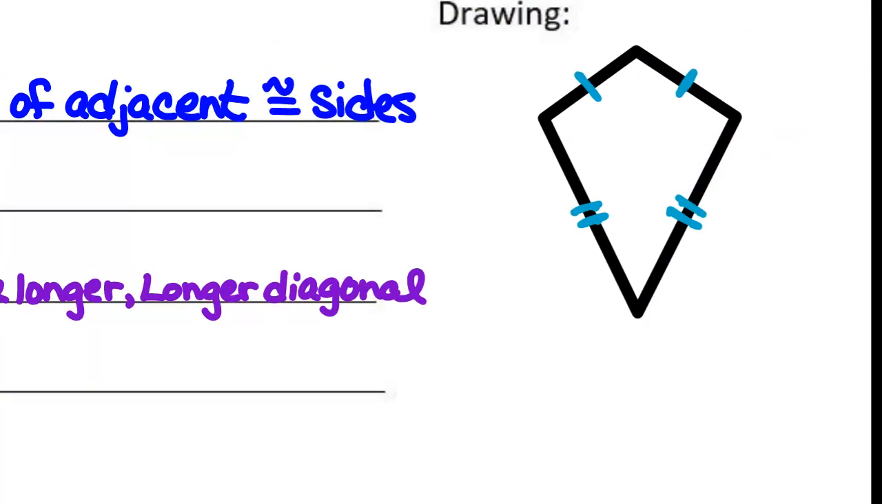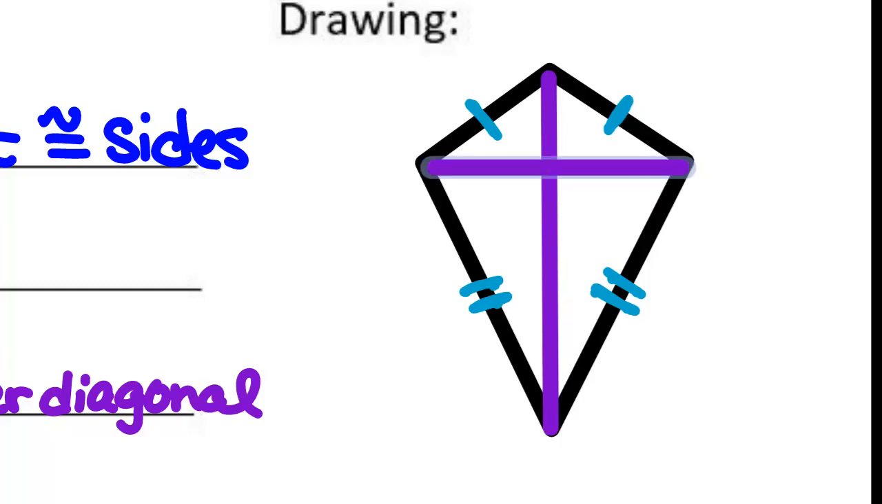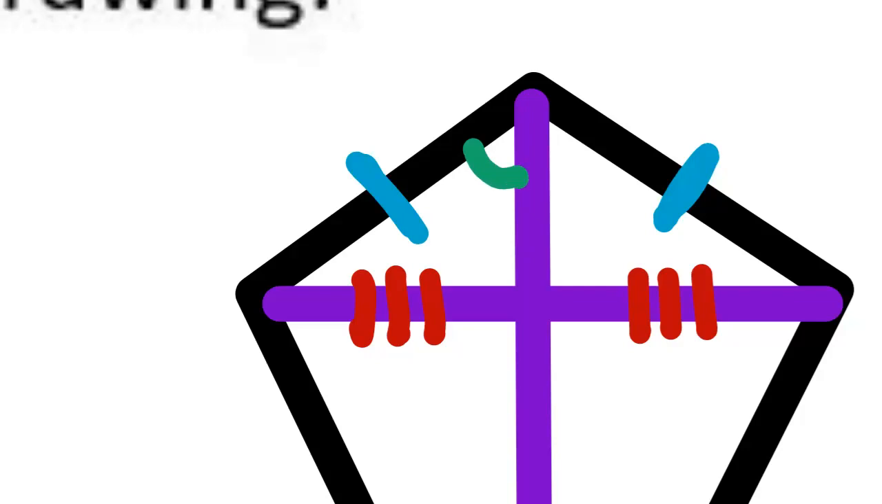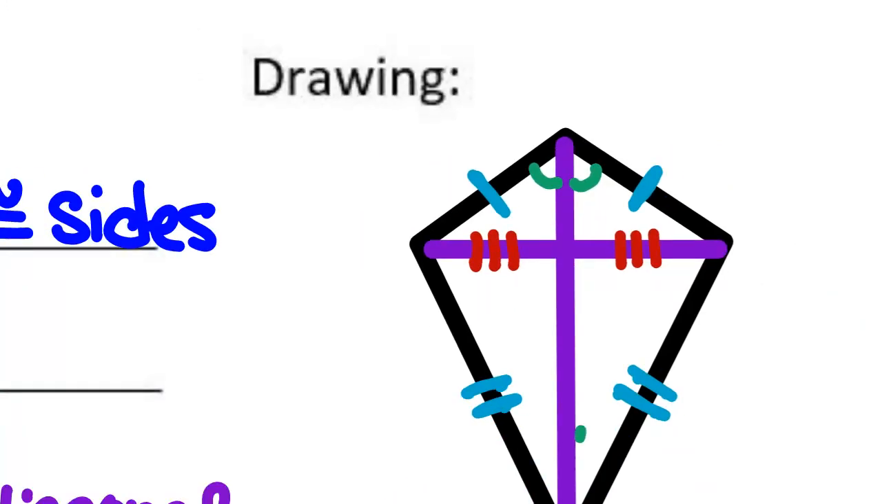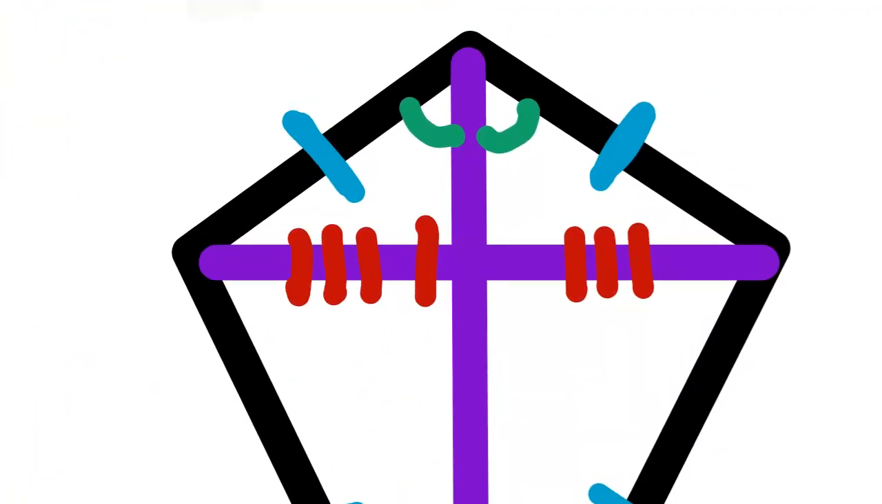So drawing in my diagonals here, top goes to bottom, left goes to right. That shorter diagonal, which would be my left-right diagonal, that's being cut in half. The longer diagonal, the one that's going up and down, is bisecting the top angle and the bottom angle. And where these two diagonals cross each other, it's forming 4 right angles.